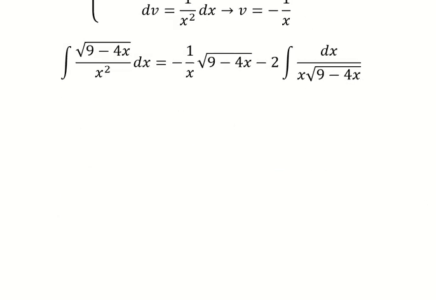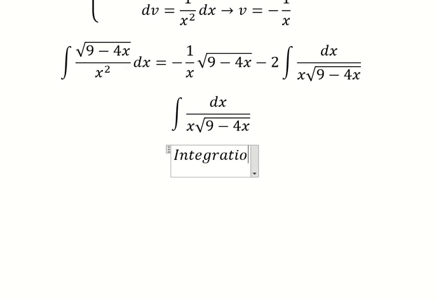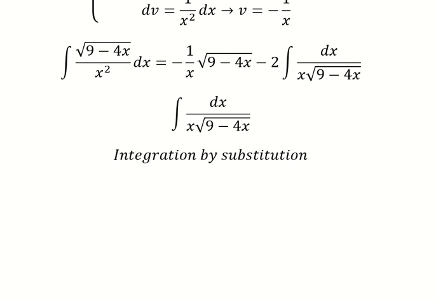Now, we need to focus on this one. So, we can use integration by substitution. So I will put s equals 9 over 4 sine t squared. Because if I put this one in here, we have 4 and 4. We cancel 9 and 9.